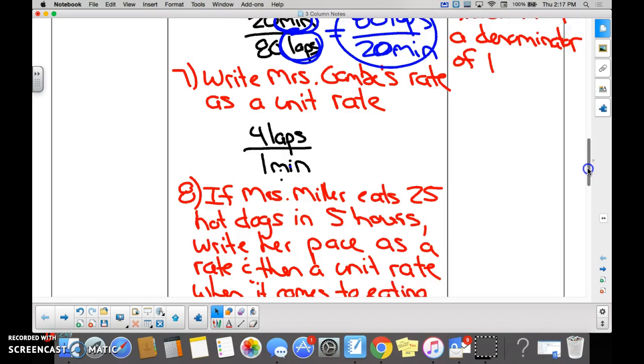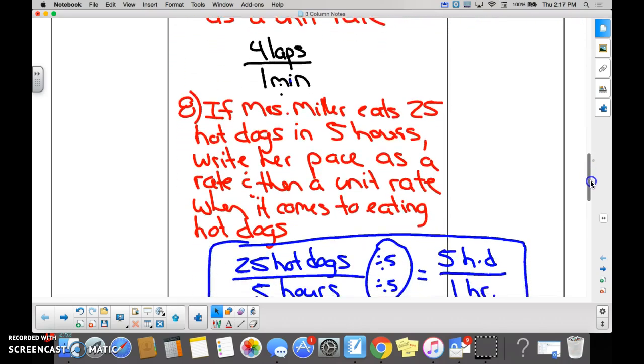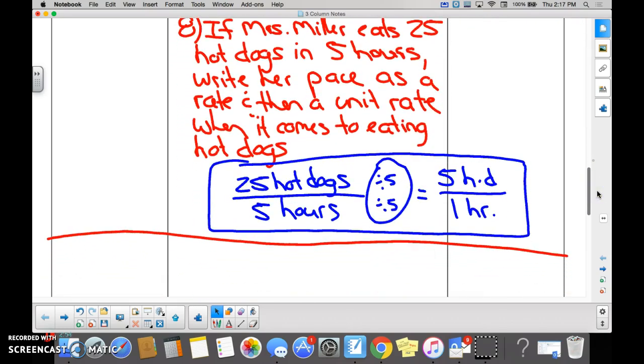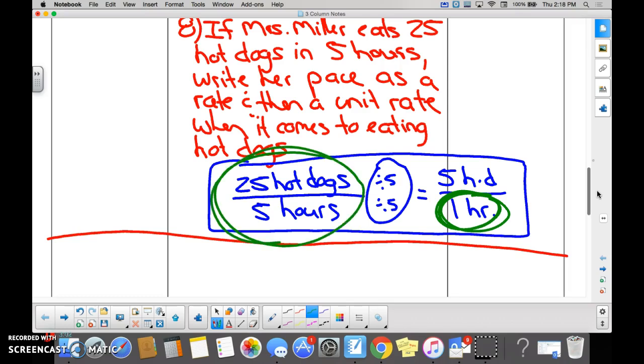Yes. Mrs. Miller eats 25 hot dogs in 5 hours. Her unit rate then would be 5 hot dogs per hour because the bottom number is? 1. And this is not a unit rate because the bottom number is? 5. So that's just a? Rate. That's just a rate. Okay? Questions?